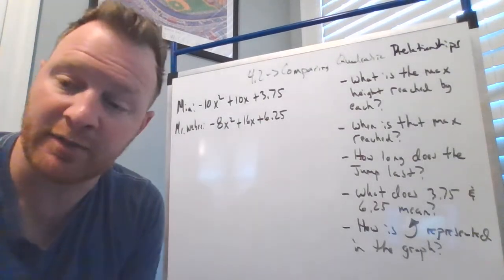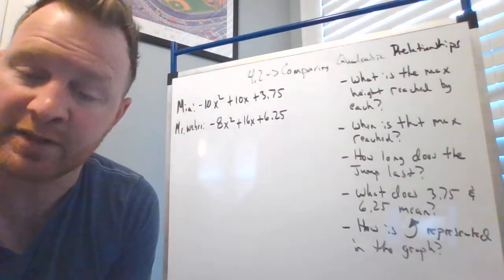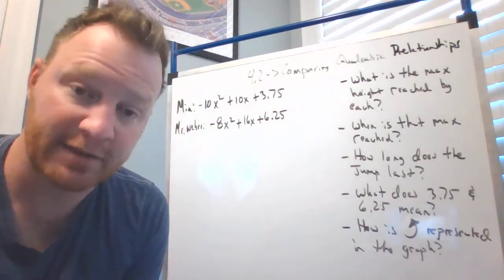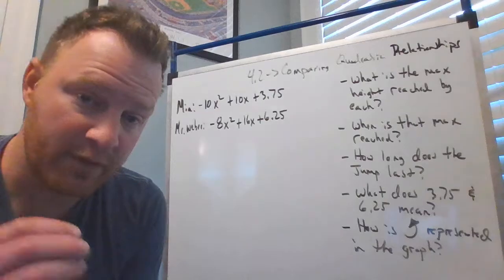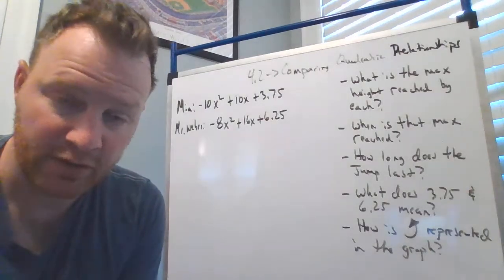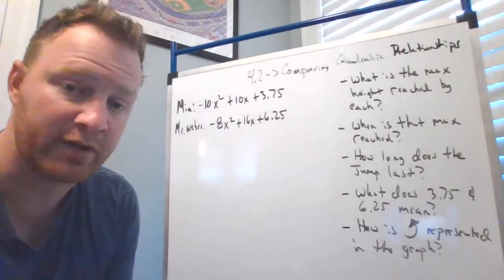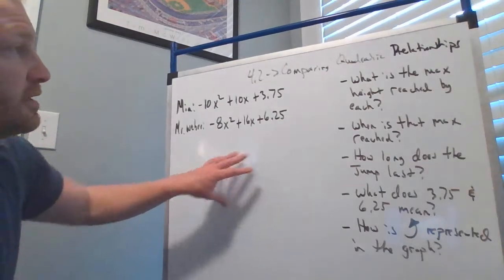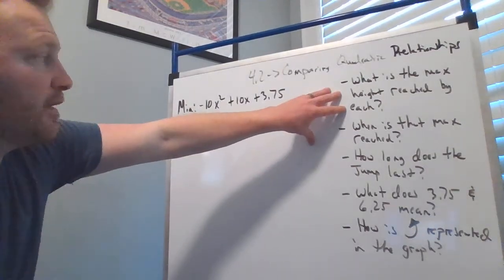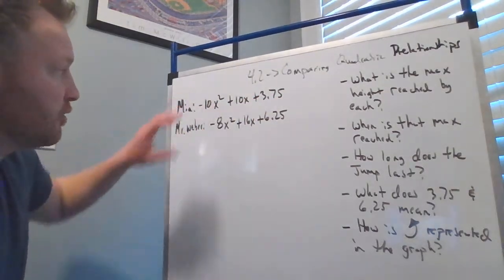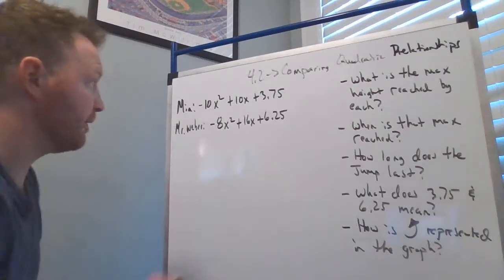Also, pay close attention to my instructions on Classroom today, because I have specified exactly which numbers and which parts to do today, so that you're not doing more than you have to. First things first, the question says find the maximum height reached by each. So we're going to complete the square for each right now, and go from there.